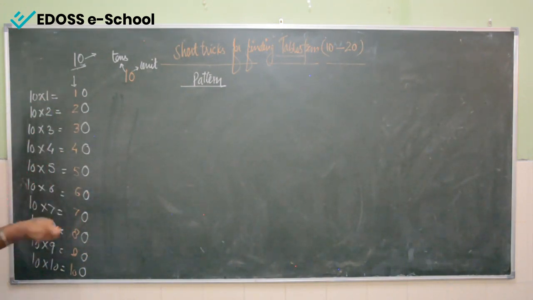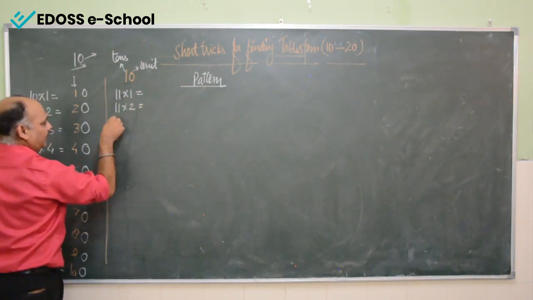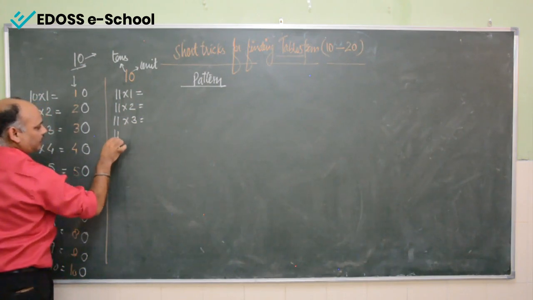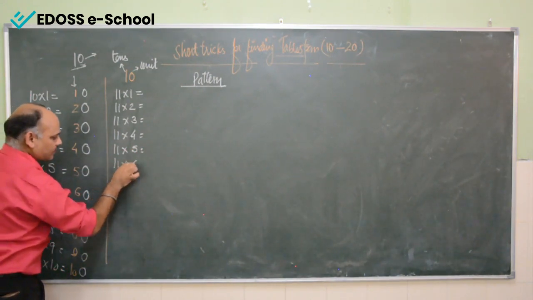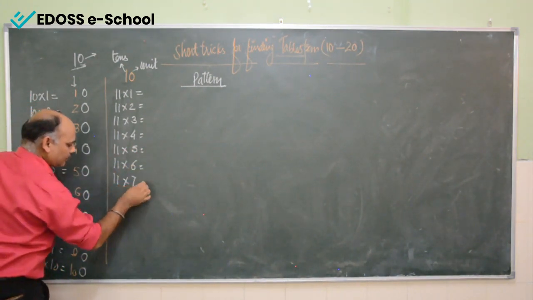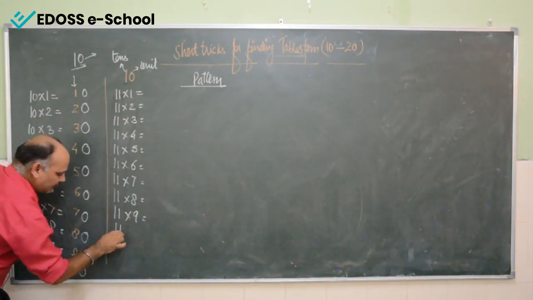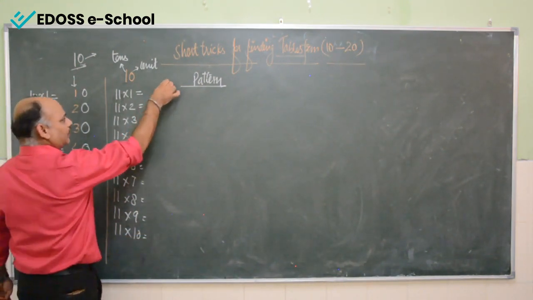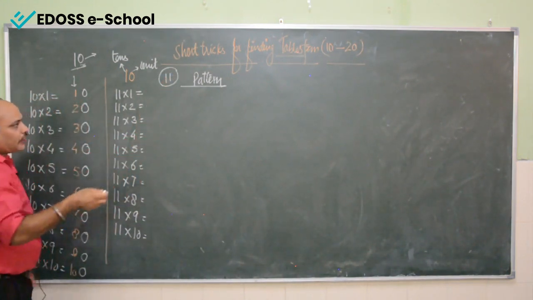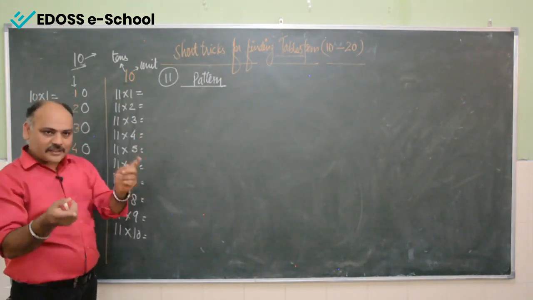Now suppose the second example I am giving you is 11. For 11, I am writing here 11 into 1, 11 into 2, 11 into 3, 11 into 4, 11 into 5, 11 into 6, 11 into 7, 11 into 8, 11 into 9, and 11 into 10. This is the table of 11. Now, when I am talking about 11, just concentrate on the digits. The unit digit is 1, and the tens digit is also 1.